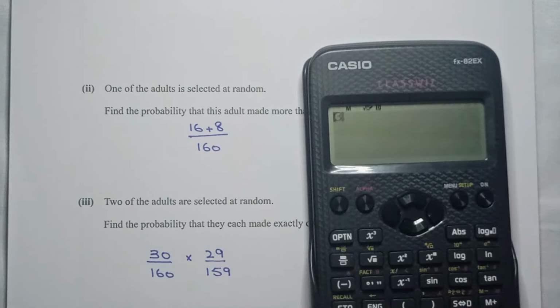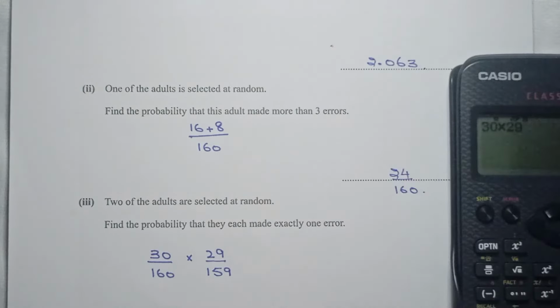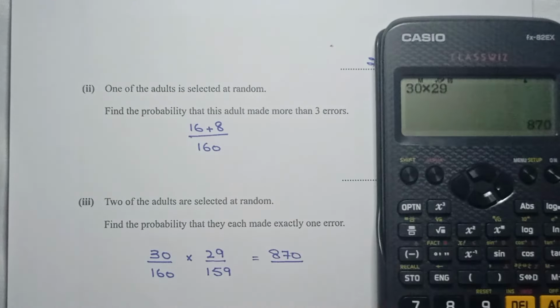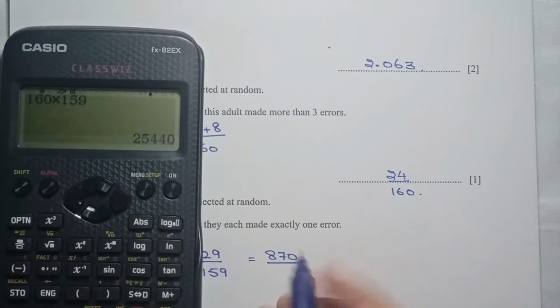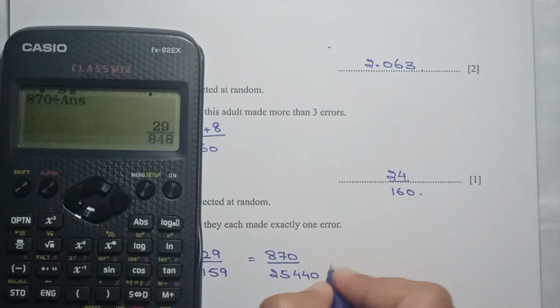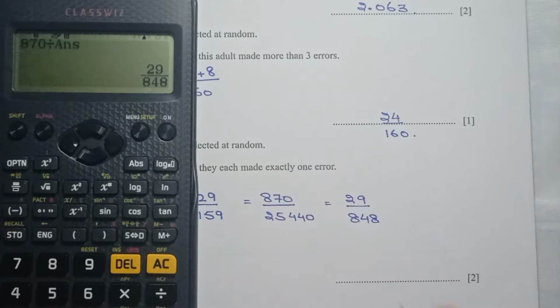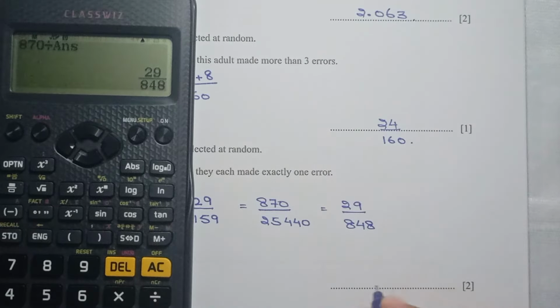Okay, now we have 30 times 29, which is 870, divided by 160 times 159, which is 25,440. 870 divided by that number, so it would be 29 over 848. So the answer in the simplest form for this probability is 29 over 848.